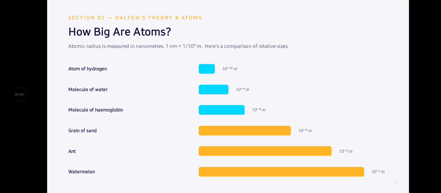How big are atoms? Atom's radius is measured in nanometers. 1 nanometer is equal to 1 upon 10 raised to 9 meter. Here's a comparison of relative sizes. Atom of hydrogen, that is 10 raised to minus 10. Molecule of water, 10 raised to minus 9. Molecule of hemoglobin, 10 raised to minus 8. Grain of sand, 10 raised to minus 4 meter. Ant, 10 raised to minus 2. Watermelon, 10 raised to minus 1 meter.